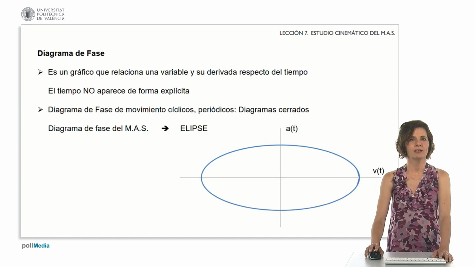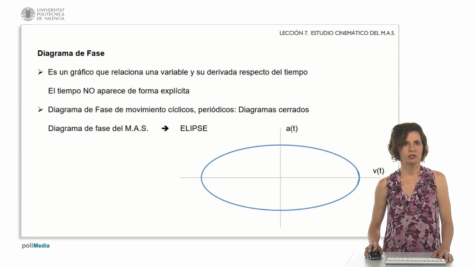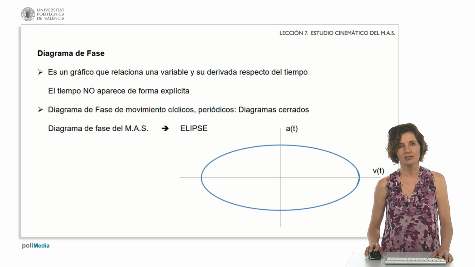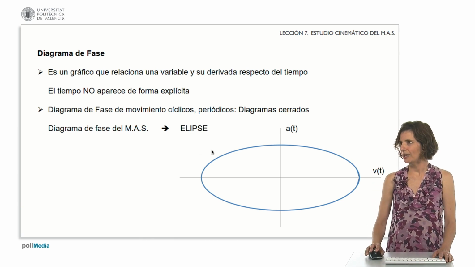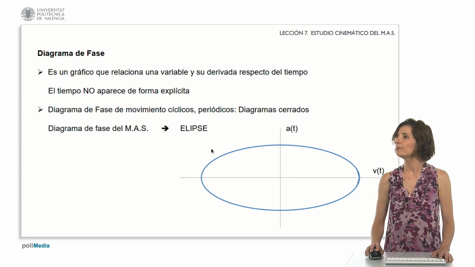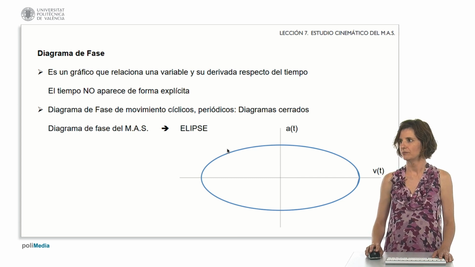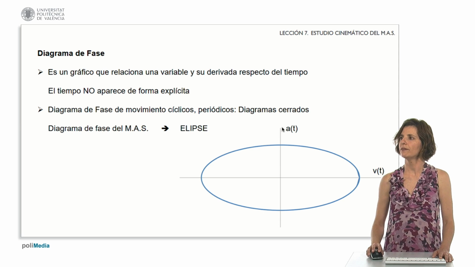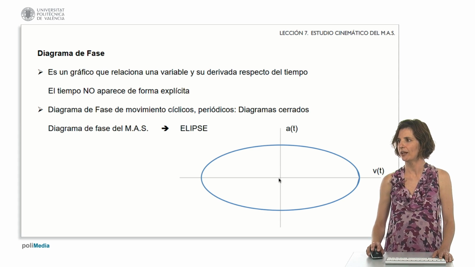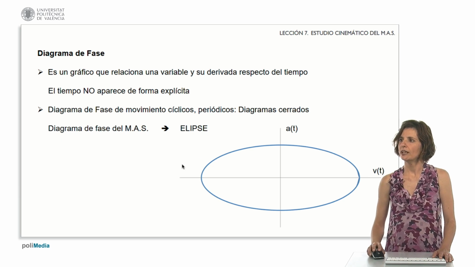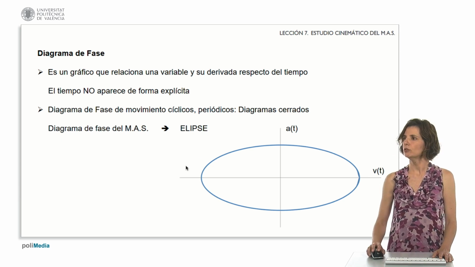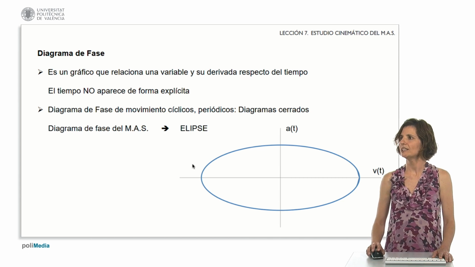The phase diagram will also help us to evaluate the movement and its evolution, and to obtain properties of the movement at certain characteristic points. It is a graph that relates a variable and its derivative with respect to time. But time does not appear explicitly. In our case, it is going to be a graph in which we are going to represent the acceleration as a function of velocity. For periodic motions, as in our case, the phase diagram is a closed diagram. In this particular case, it is an ellipse.